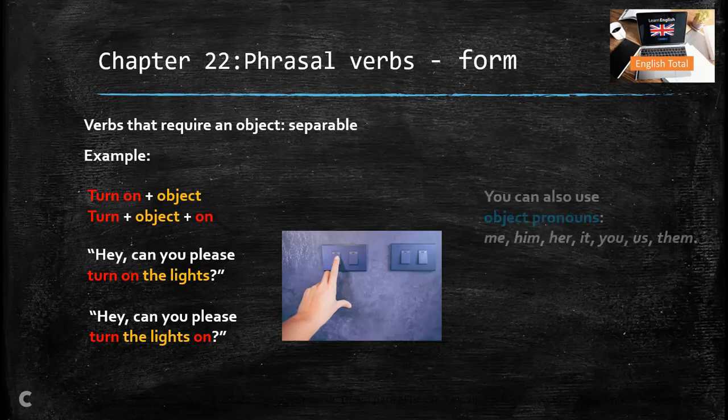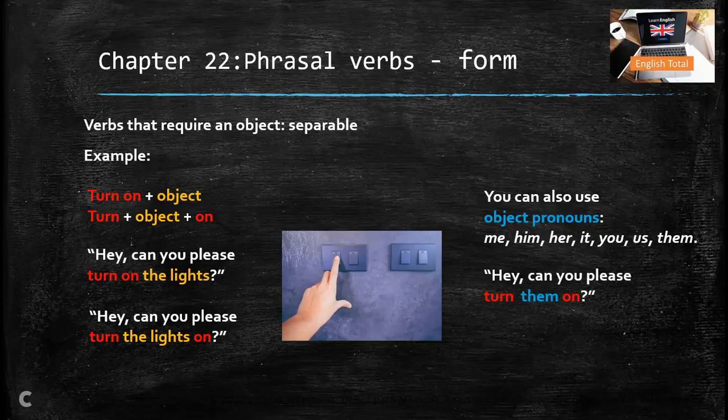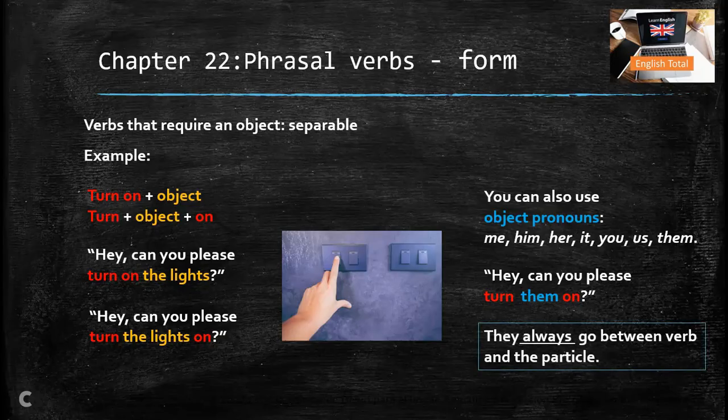Interestingly, you could also use object pronouns. Like this. Hey, can you please turn them on? However, in this last case, you should know that object pronouns always go between the verb and the particle, never after the phrasal verb. Something to keep in mind. Let's continue.